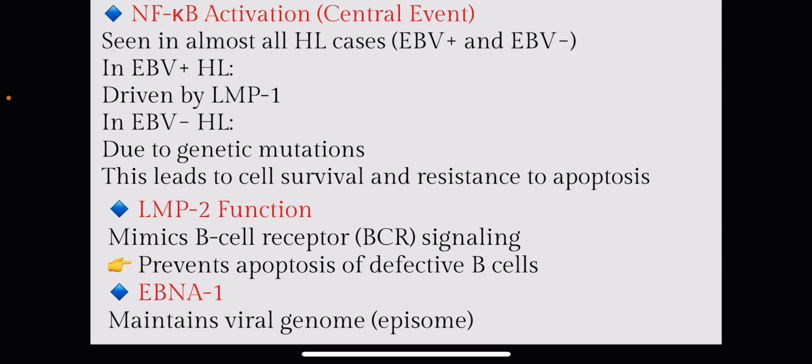to apoptosis. Now, LMP2 function. It mimics the B cell receptor signaling and prevents the apoptosis of defective B cells. Now coming to EBNA1, this maintains the viral genome.